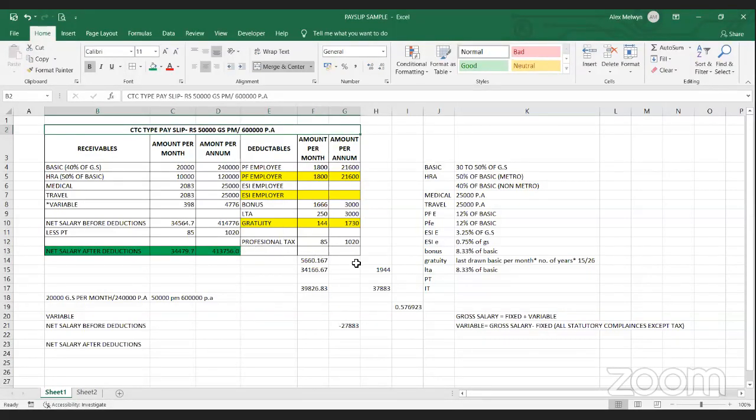So every time you're calculating pay structures, please ensure that you are following the statutory norms. Whenever you follow the statutory norms, no worries, it's not wrong. Of course, some companies do not follow this and some companies do, which is a different scenario altogether. But still, this is how it has to be done.